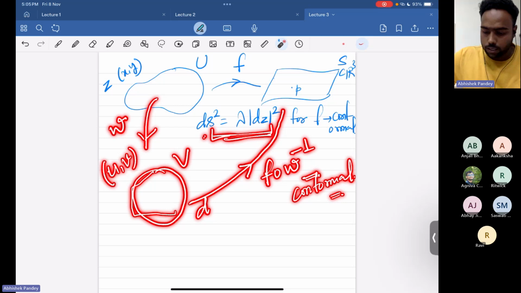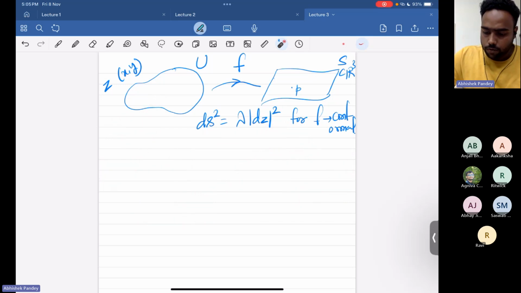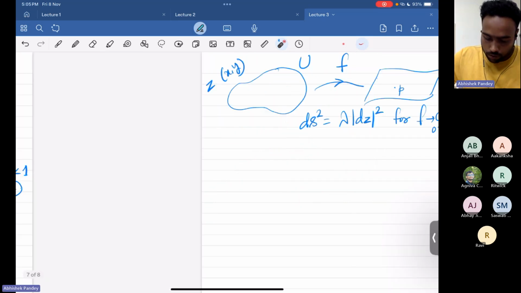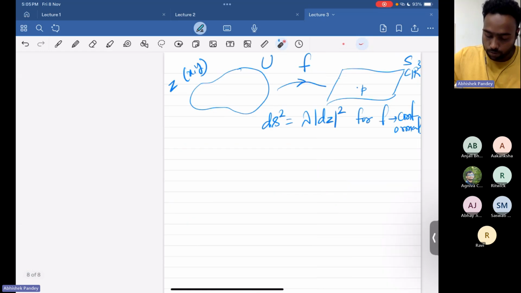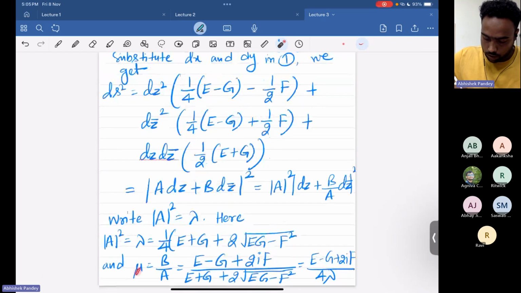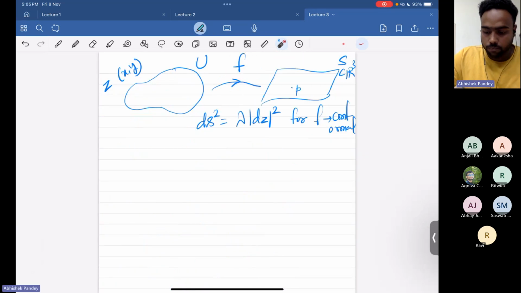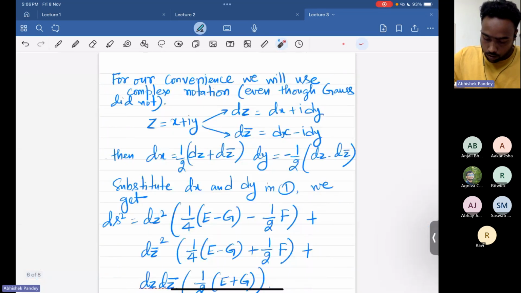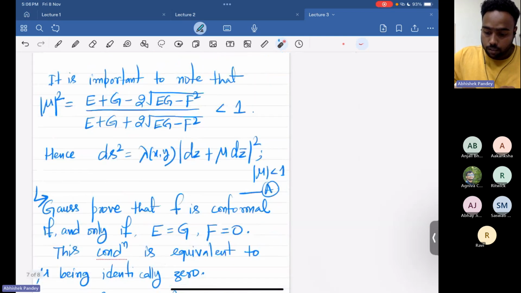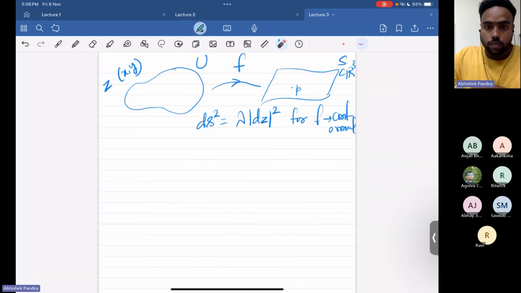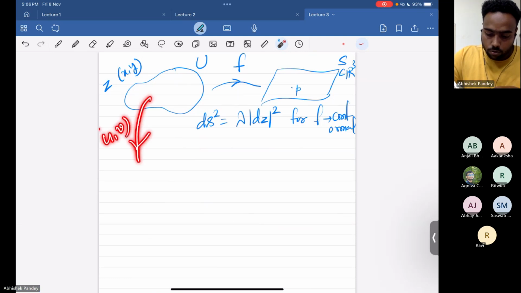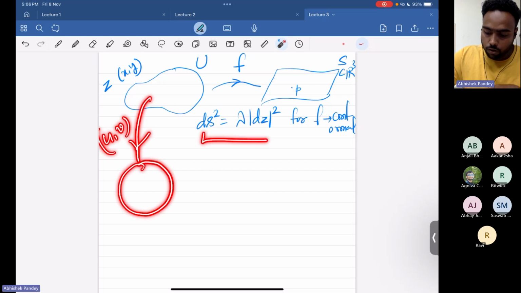So basically, once we have this function f, it is not always the case that this mu is going to be 0. Here f is a diffeomorphism, so this mu may not be 0. We want to define a complex structure on this one. We want to transform the coordinate so that in this coordinate, this metric will be of this form.